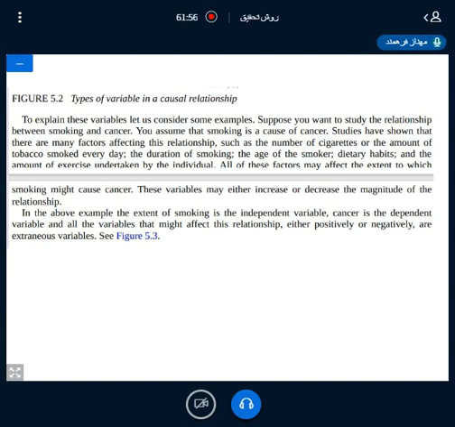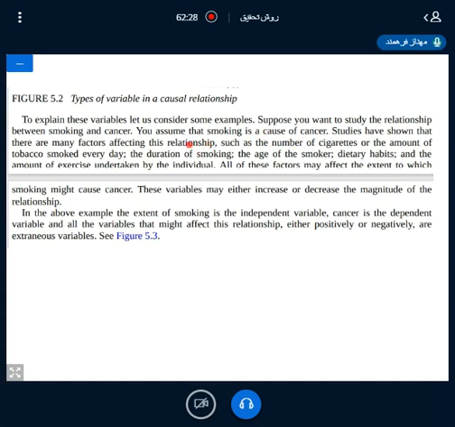Okay, as you saw in the chart, types of variables in a causal relationship. To explain these variables, let us consider some examples. Suppose you want to study the relationship between smoking and cancer. Okay, we are going to study an example: the relationship between smoking and cancer. You assume that smoking is a cause of cancer.